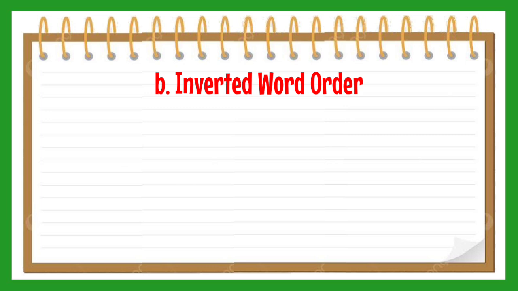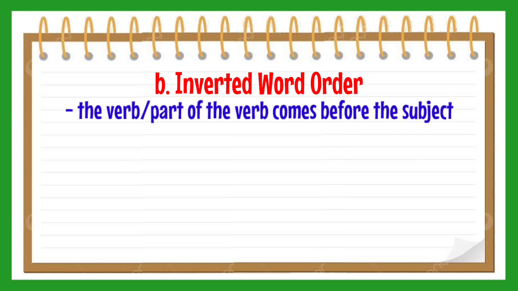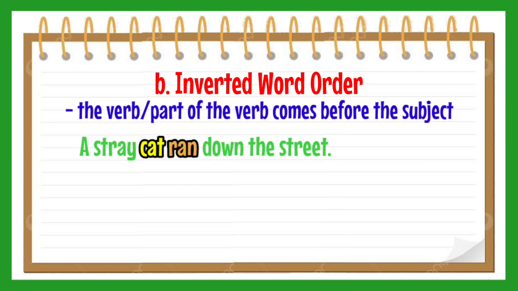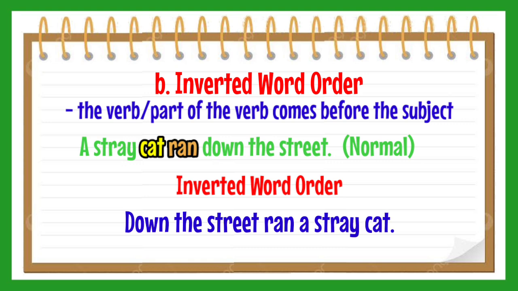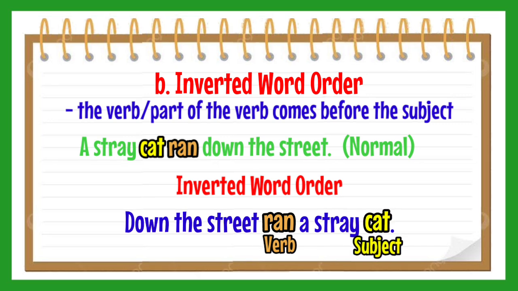Now, what about the inverted word order? A sentence with an inverted word order occurs when the verb or part of the verb comes before the subject. Let us have the sentence we examined a while ago. A stray cat ran down the street. This is in the normal word order, right? If we change it to the inverted word order, it becomes down the street ran a stray cat. What have you observed? The verb ran now precedes or comes before the subject, which is cat, right? And the adverb of place, which is down the street, is now at the beginning of the sentence.